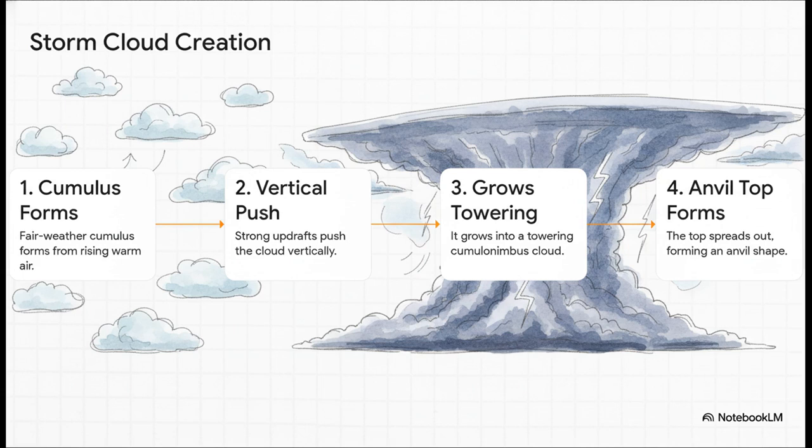You know, it all starts so innocently, with a harmless little fair weather cumulus cloud. But if the air is unstable and you get some powerful updrafts, that little cloud can grow explosively, shooting upward into a towering monster called a cumulonimbus, complete with that iconic, flat, anvil-shaped top.